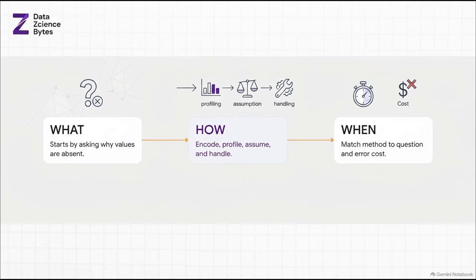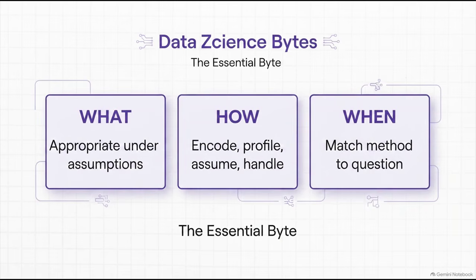Let's bring this all together now. We can distill this whole framework into a quick what, how, and when. Keeping this mental model sharp is what really separates a novice data cleaner from a true professional. First, the what. Any strategy you choose, from deletion to imputation, is appropriate only under defensible assumptions. Remember, handling starts by asking why the data is absent. Second, the how. Move systematically through the 4 stages: encode, profile, assume, and handle. Finally, the when. Always match your method to the question and the cost of an error.